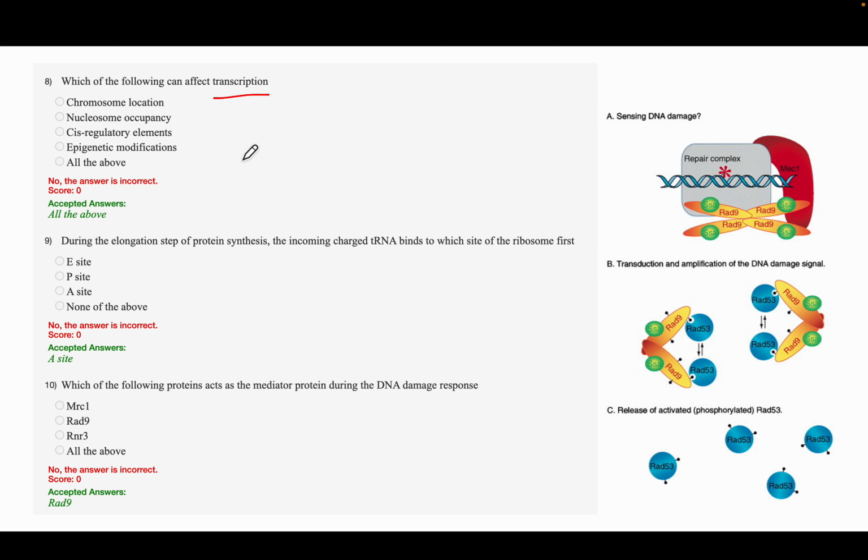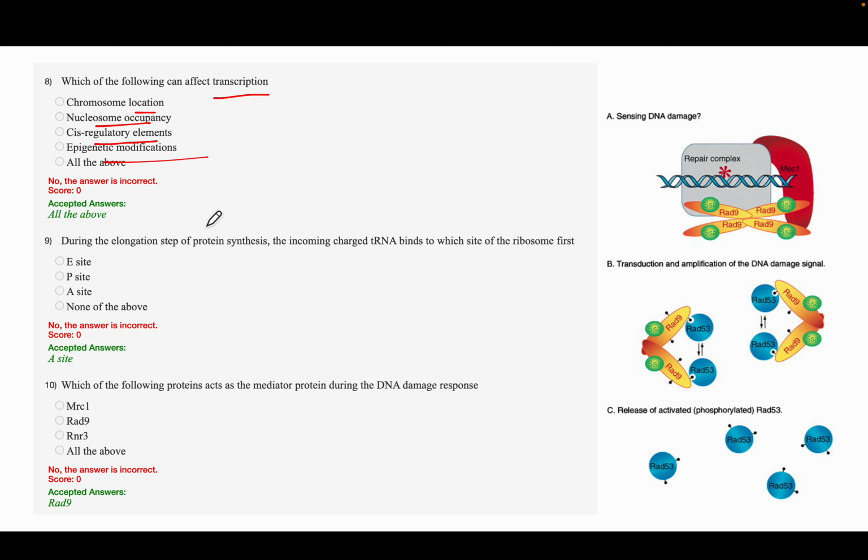Now I'm coming back to the question we were discussing: which of the following can affect transcription? What is transcription? Transcription is where RNA is generated from DNA. So which of the following can affect it? Chromosome location, nucleosome occupancy, cis regulatory elements, and epigenetic modification.